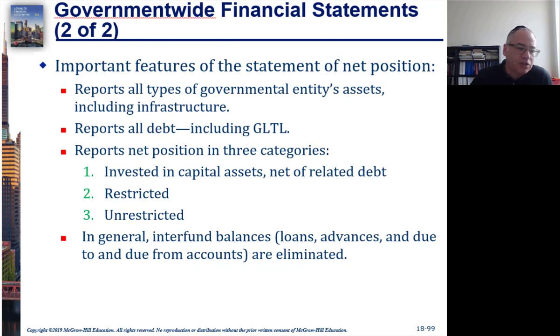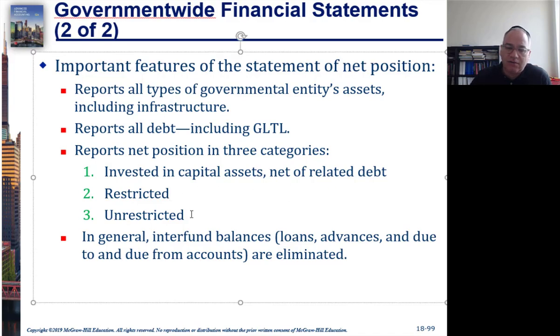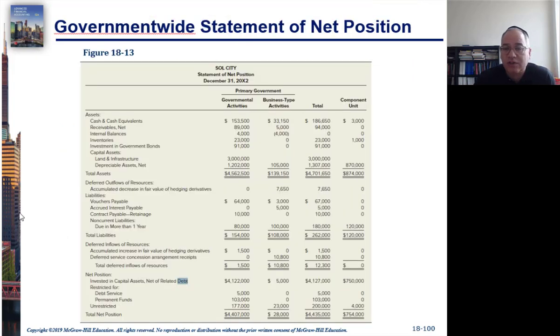Now, the statement of net position, like the balance sheet, is going to report all the assets and all the liabilities, even if they weren't included in the funds. So net position will have three categories: invested in capital assets, net of related debt, restricted, and unrestricted. We've talked about this. This is similar to the categories that I talked about in an earlier video for this chapter. And we eliminate all the interfund balances because when you consolidate, the due tos and due froms are going to be eliminated.